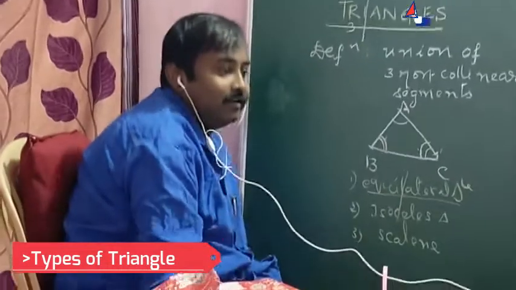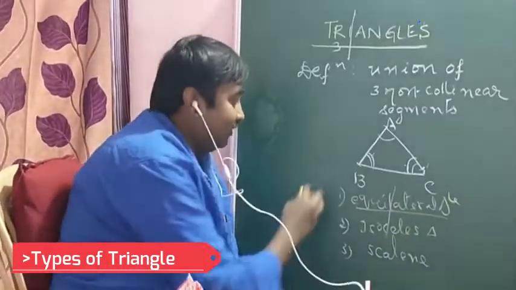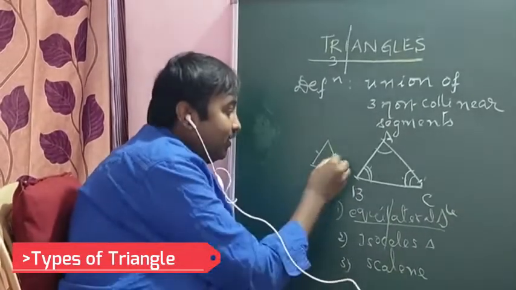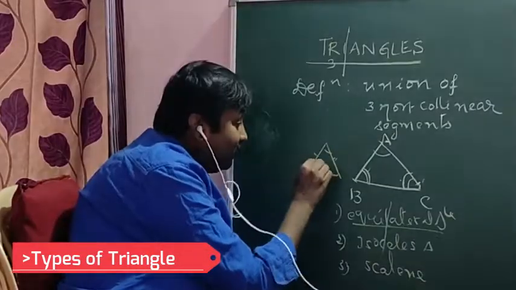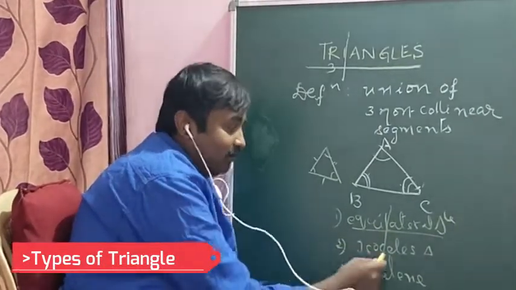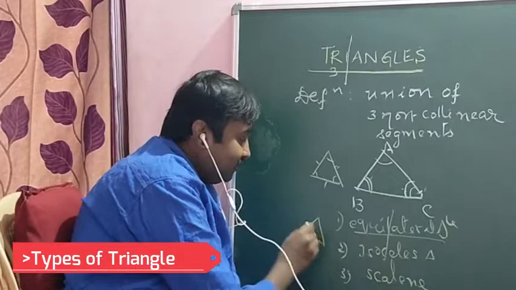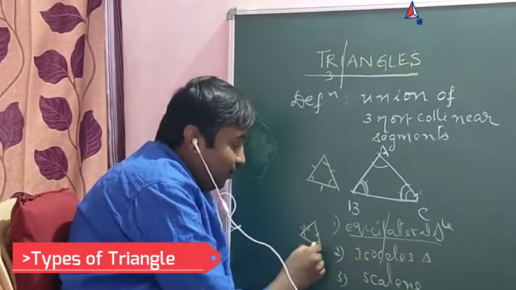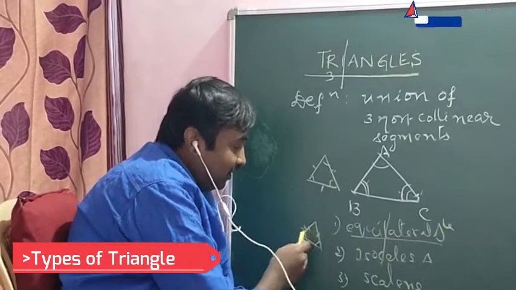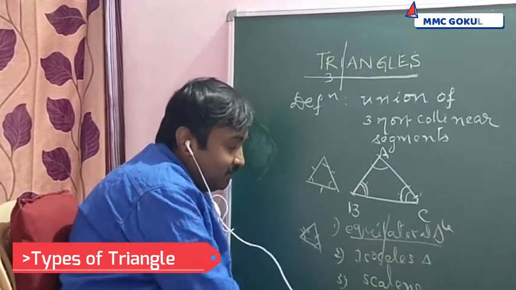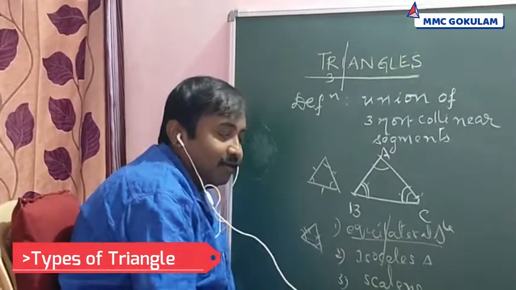Equilateral means all sides are equal, like this, and all the angles are also equal. It is also called equiangular. Isosceles means any two sides are equal, and two angles are equal. The angles opposite the equal sides are equal. Scalene means all sides are unequal.